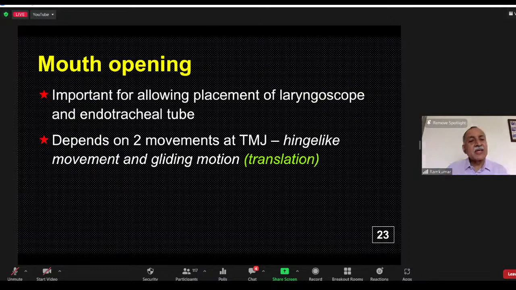Mouth opening, I don't need to emphasize that we need adequate mouth opening to pass an instrument into the oral cavity, through the oropharynx, laryngopharynx into the trachea. So it may be a direct laryngoscope, it may be a video laryngoscope, it may be a supraglottic airway device. It doesn't matter. It is important for us to assess the mouth opening. And this is assessed for movement at the temporomandibular joint.